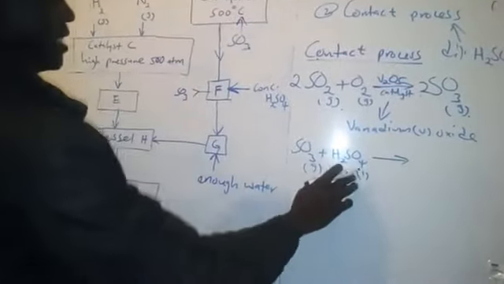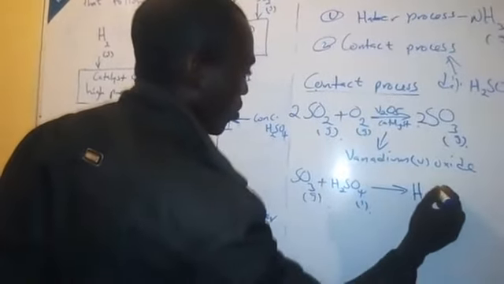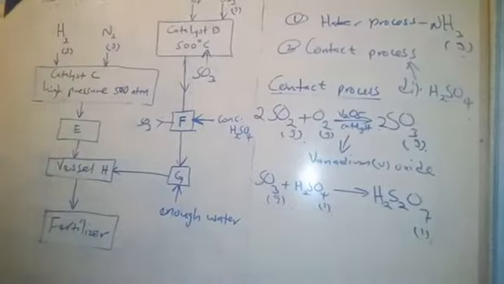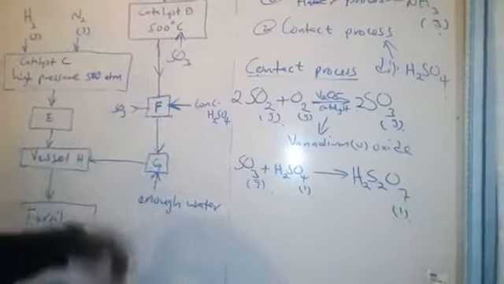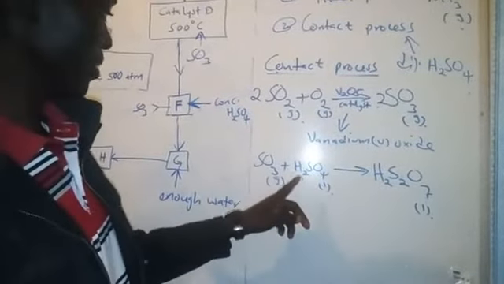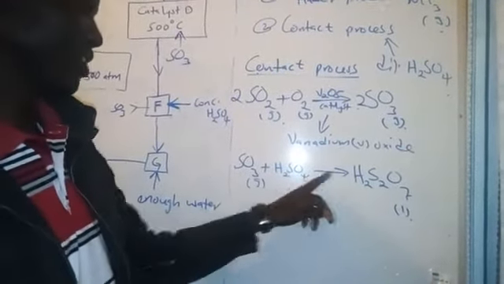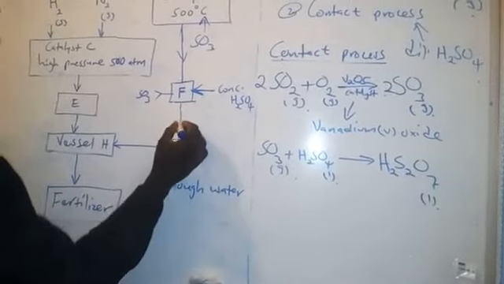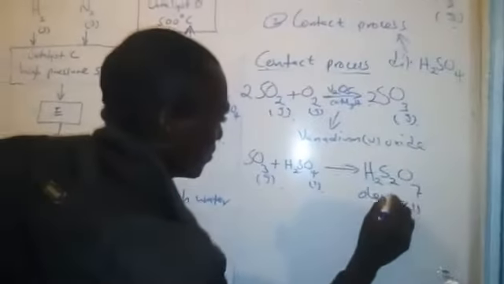When conc sulfuric acid is reacted with this gas, what do we end up forming? We end up forming something known as oleum. It's a liquid in state. So we end up forming a liquid known as oleum. S is 1 plus 1, 2, 2. Hydrogen is 2, 2. Oxygen is 3 plus 4, 7, 7. So it's balanced. So what we know as of now is that what is entering G is oleum. This is the oleum I'm talking about.